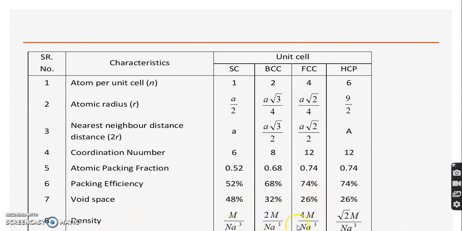Similarly, the density will be calculated as per this, where the formula will be explained in the next lecture.